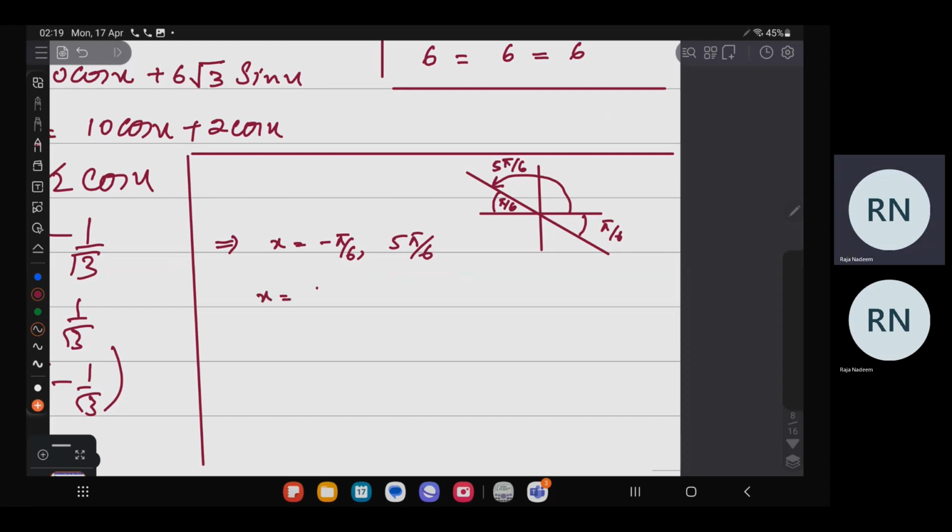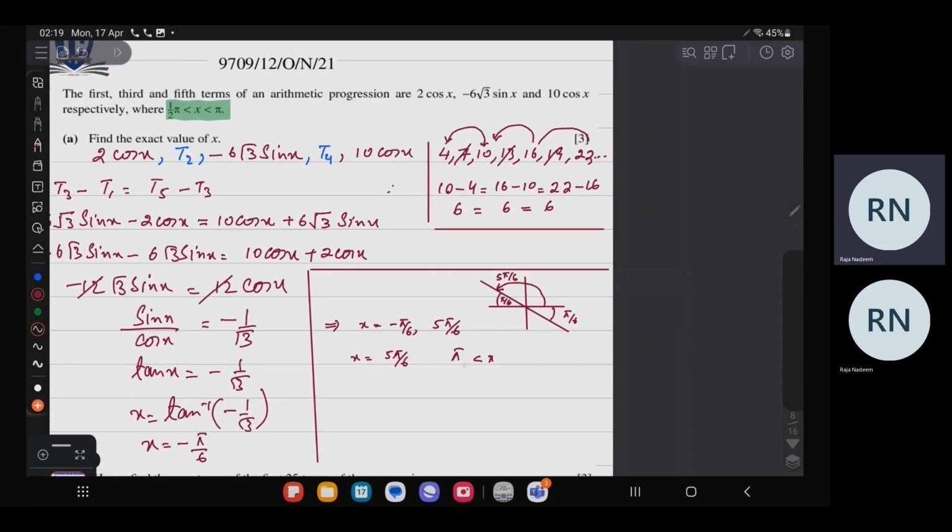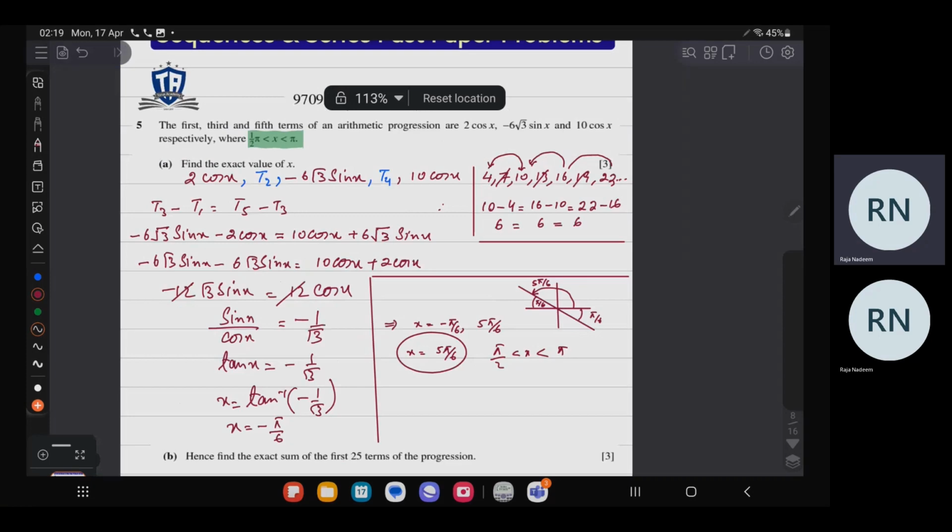Our final answer would be 5 pi by 6, as x is greater than pi by 2 and less than pi. That's why we take our answer x is equal to 5 pi by 6. So this is our answer. This is the exact value of x.